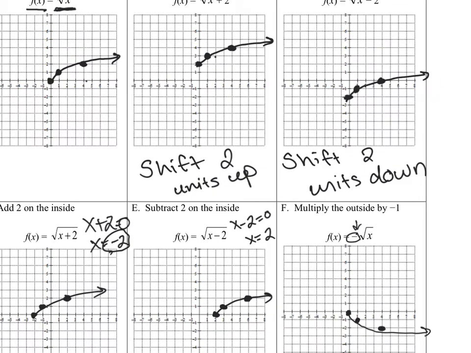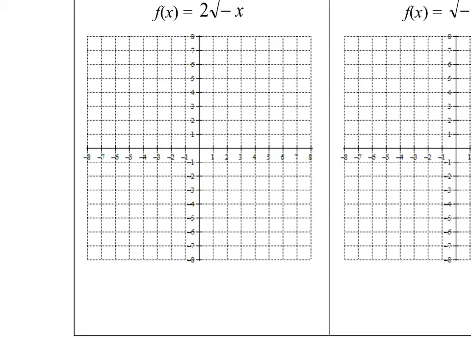Now, let's peek over to part A, and the only thing we did was we literally flipped it about the x-axis. Alright guys, part G. Multiply the outside by 2 and multiply x by negative 1. Alright, now right here, this 2 is what we call a dilation.